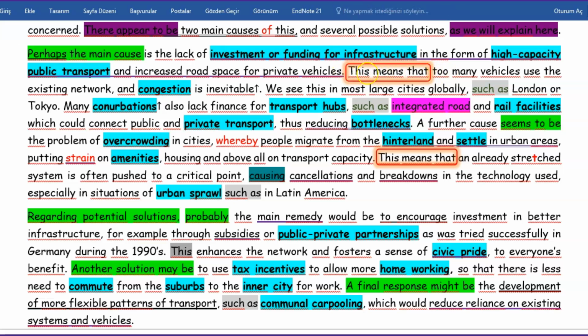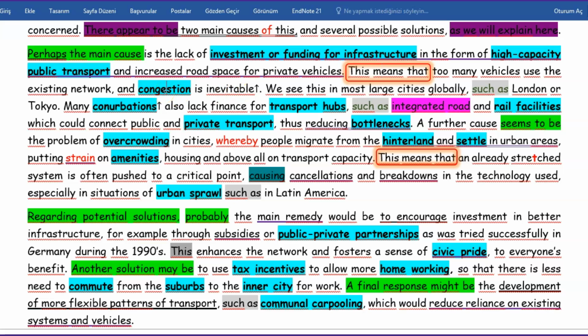This means that, great linking sentences for linking the current sentence to the previous one. It's important. This means that too many vehicles use the existing network and congestion is inevitable. Congestion, the heavy load of traffic in that area, right, is inevitable, is unavoidable, inescapable. This is a C1 vocabulary, right?